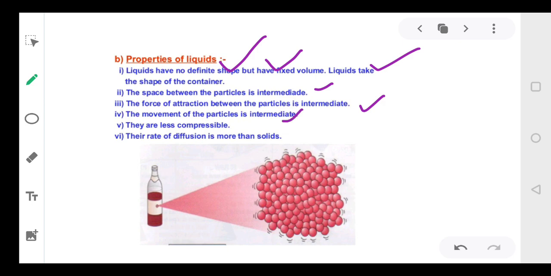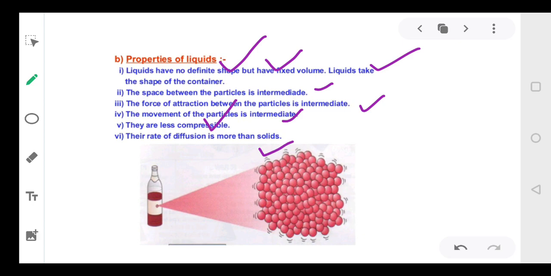Same. They are less compressible. Yes, they are less compressible. Means अगर हम water पे pressure डालते हैं तो हम इसे compress कर सकते हैं, लेकिन बहुत कम. And the rate of diffusion is more than the solids.